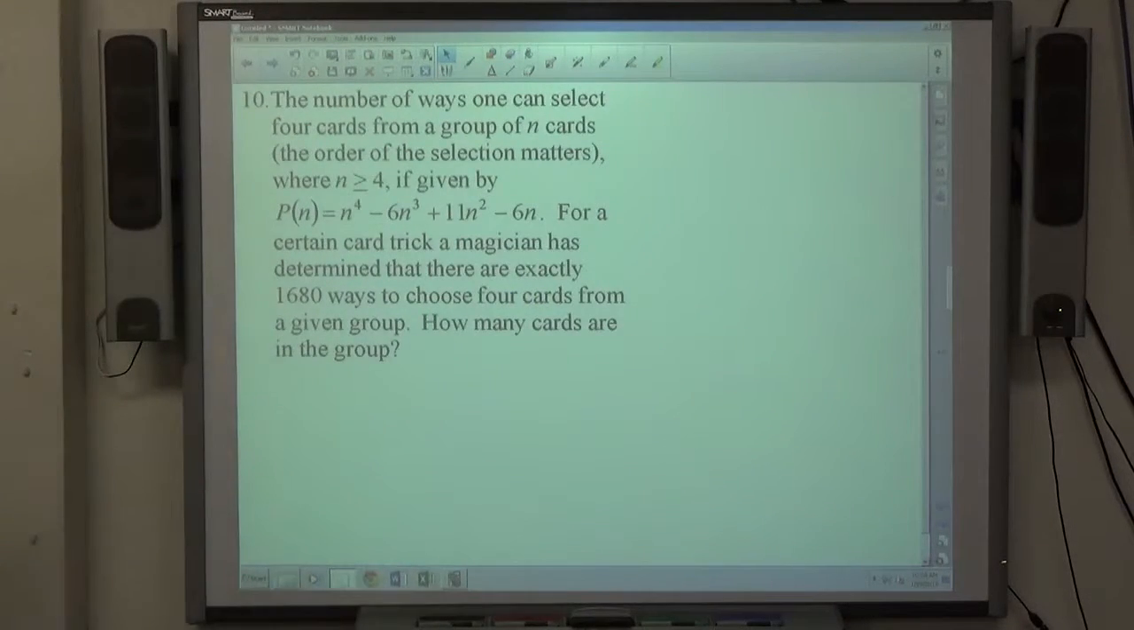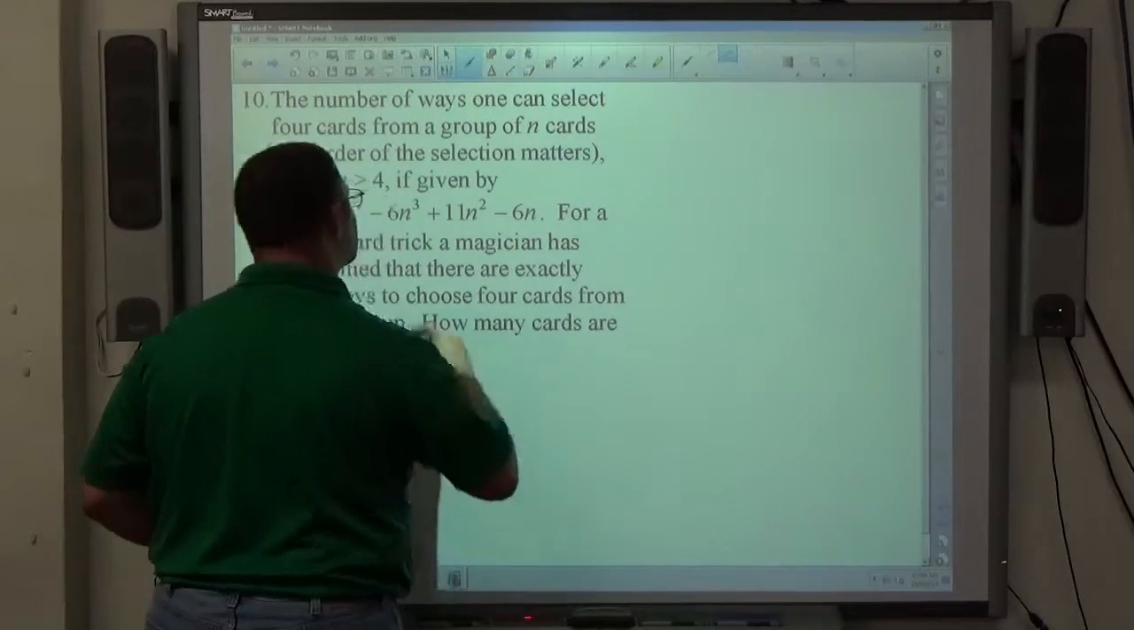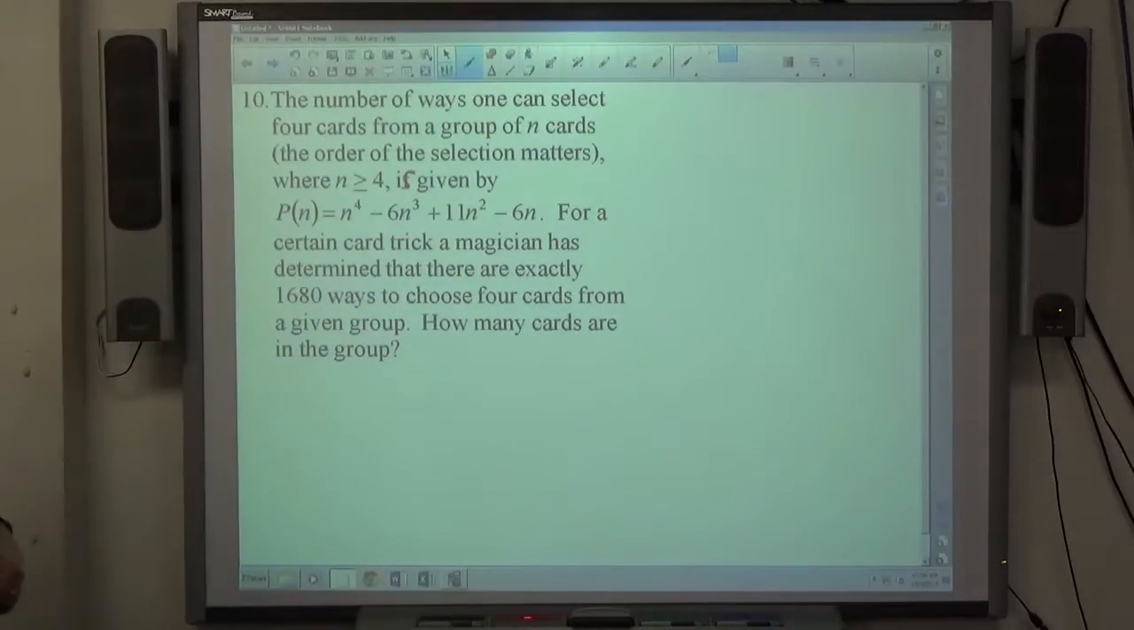Number 10: the number of ways one can select 4 cards from a group of n cards, where the order of selection matters and n is greater than or equal to 4, is given by p of n equals n to the 4th minus 6n cubed plus 11n squared minus 6n. For a certain card trick, the magician has determined there are exactly 1,680 ways to choose 4 cards from a given group. How many cards are in the group?